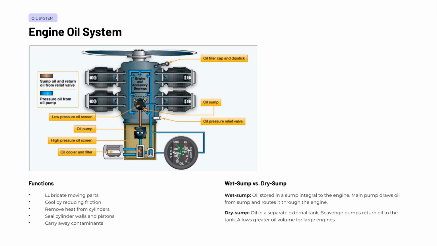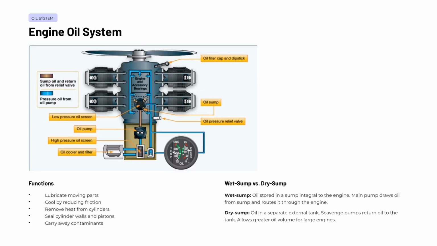There are two primary types of oil systems used in aircraft engines. In a wet sump system, the oil is stored in a sump that is built directly into the engine. A main pump draws oil from that sump and circulates it throughout the engine. This design is common in smaller, lighter aircraft engines due to its simplicity.